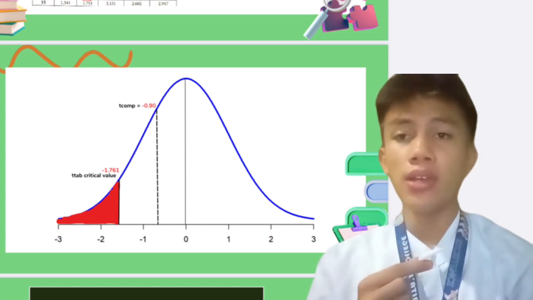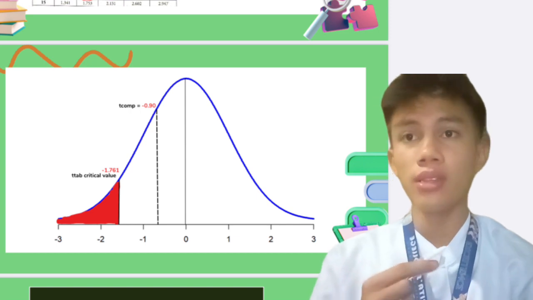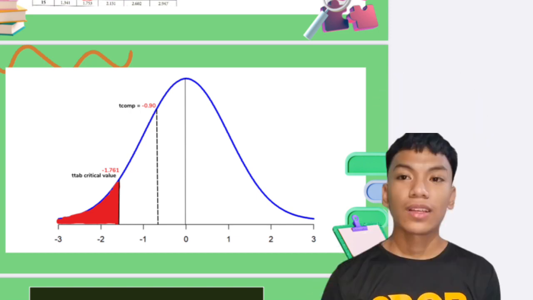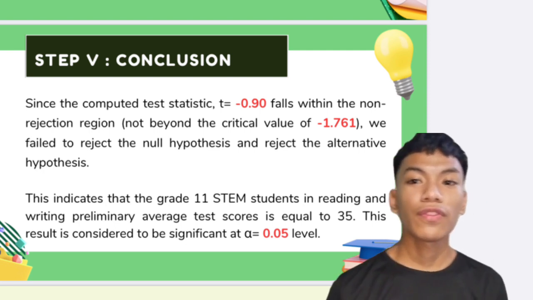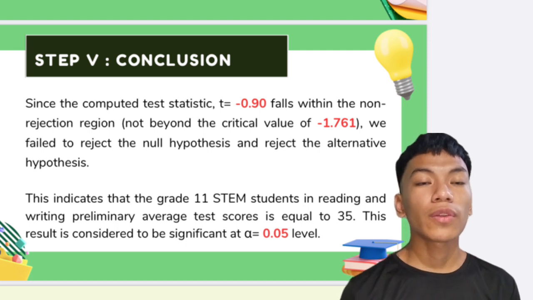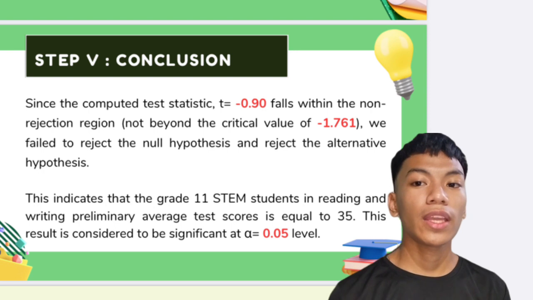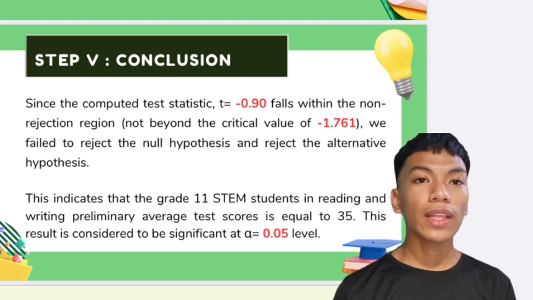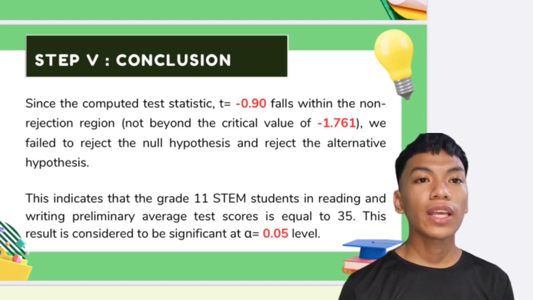As you can see here, the t computation does not fall in the critical region. We cannot reject the null hypothesis that the average test score of the 15 students from SRCB is equal to or greater than 35. Therefore, we cannot claim that the reading and writing preliminary test score of grade 11 students is less than 35 based on the sample data provided.